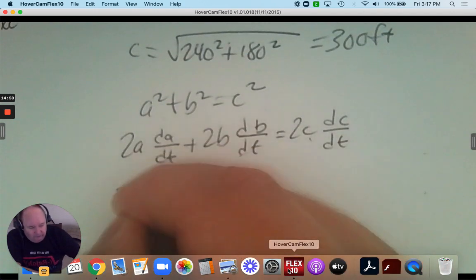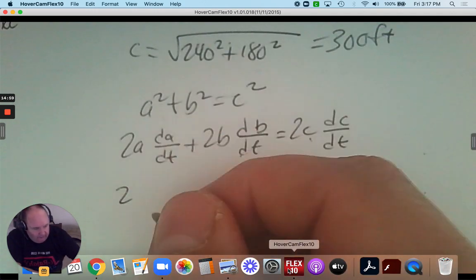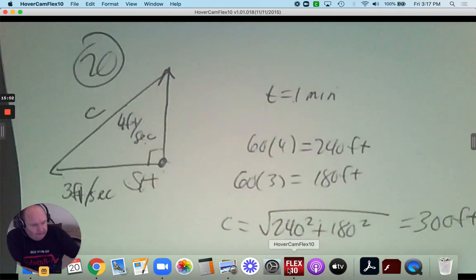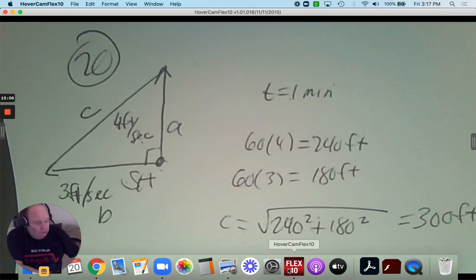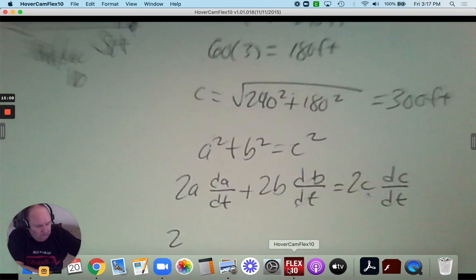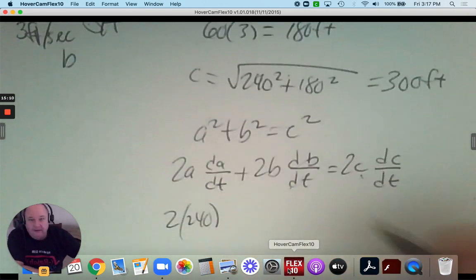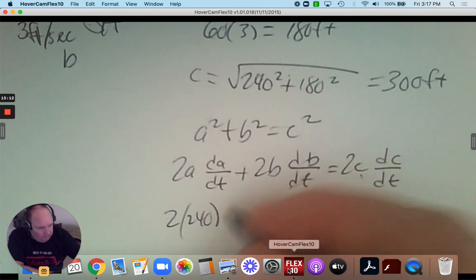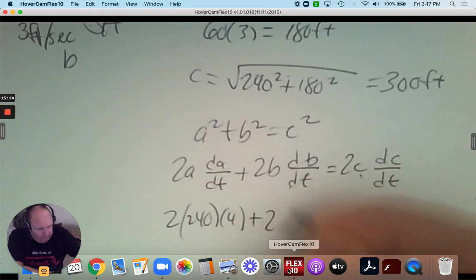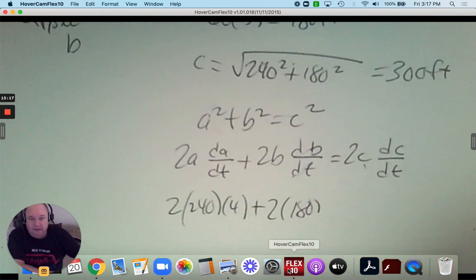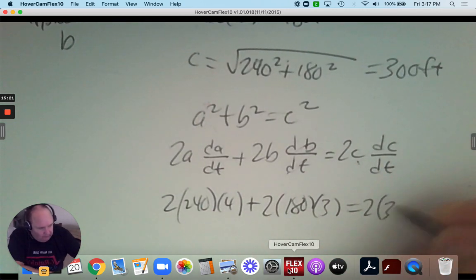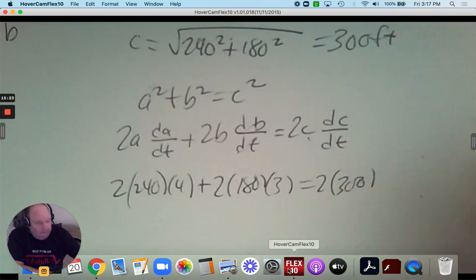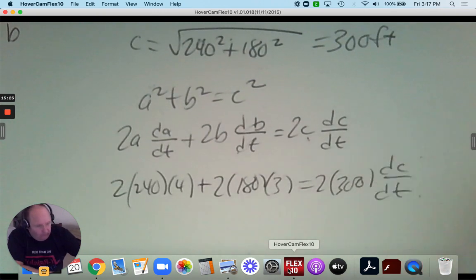Now we substitute in. I know A is, I got to label it. Let's label this A and this B. So that means A is 240. And the rate A is going is 4 feet per second. B is 180, and the rate B is going is 3 feet per second. C, we just said, was 300. And this is what we're looking for. So all the other numbers you plug in and then solve it.